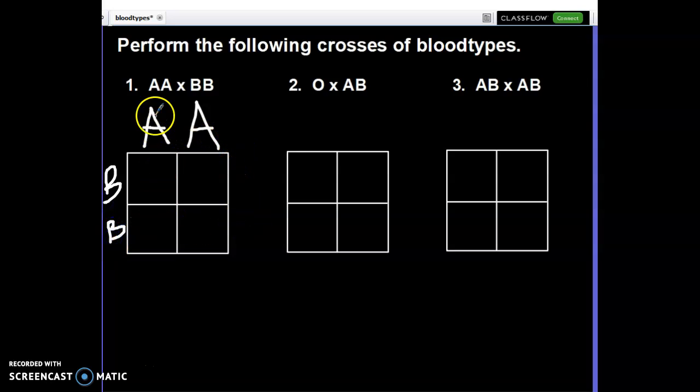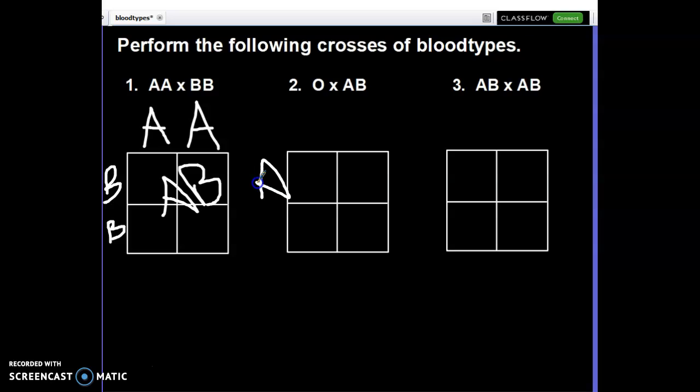So all of these, if you bring this one down and this one over, 100% of these offspring are going to have type AB blood. And that makes sense. If the mom gives an A and the dad gives a B, it doesn't matter if there's 22 children, they're all going to have AB blood. Okay, so let's try this one.